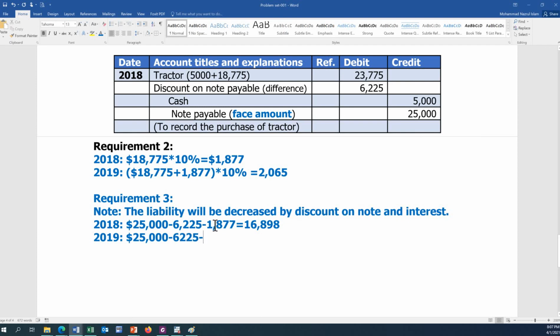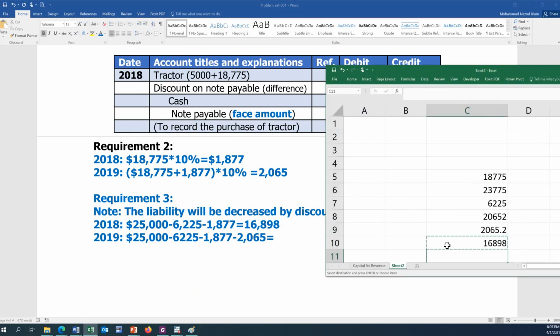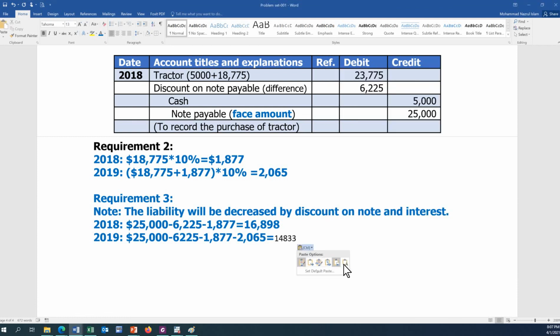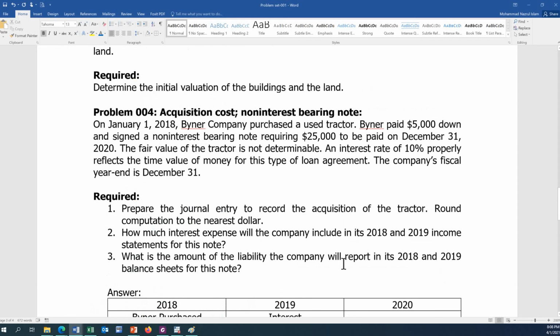And in 2019 our total liability would be equal to 25,000 minus 6,225, minus the interest for the previous year, 1,877, minus the interest for 2019, 2,065. So 25,000 minus 6,225 minus 1,877 minus 2,065 is 14,833.